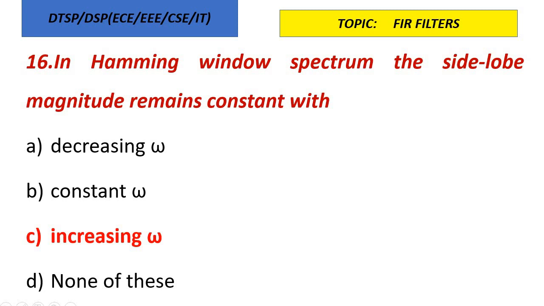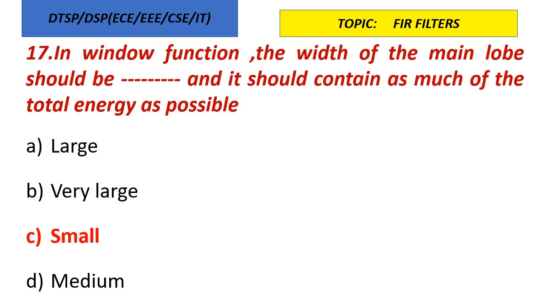Okay. In Hamming window spectrum, the side lobe magnitude remains constant with increasing omega. So the side lobe magnitude should be very small, and it should remain constant when we increase the omega value. Next, in a window function, the width of the main lobe should be dash and it should contain as much of the total energy as possible. So for a window function, always remember the width of the main lobe should be small only. So option C is the correct answer.